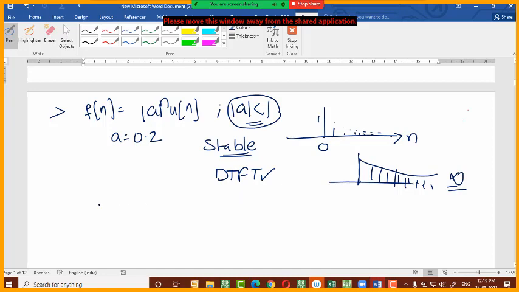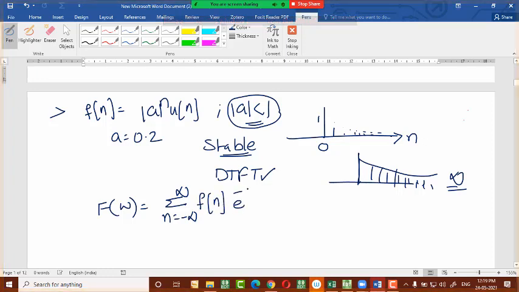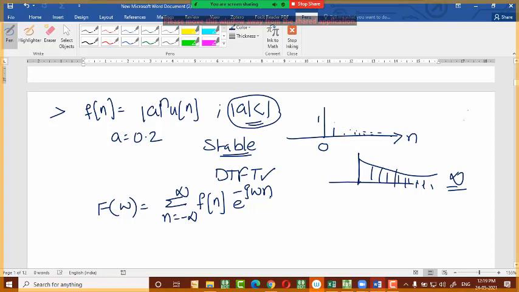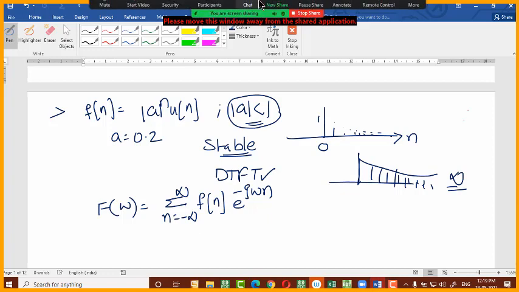So what is the DTFT formula? F of omega is equal to sigma n is from minus infinity to plus infinity, f of n, in place of x of n, I can write f of n e power minus j omega n. Okay, this is the introduction part. Now we need to calculate the DTFT. That's it. Very simple. Don't confuse here. If you have any doubt, you can ask me in the middle also. No problem.